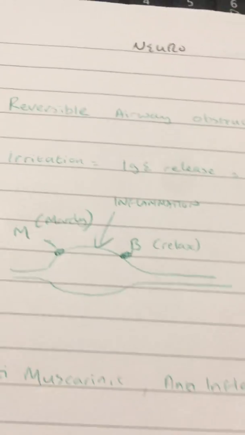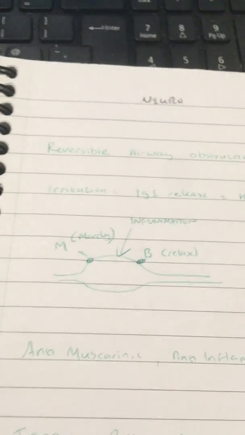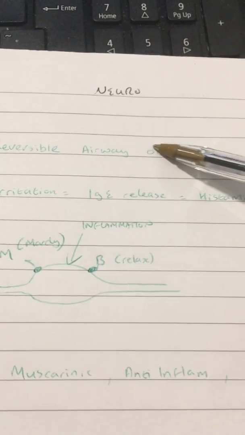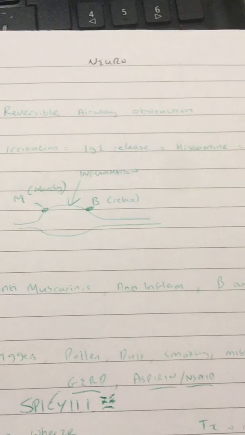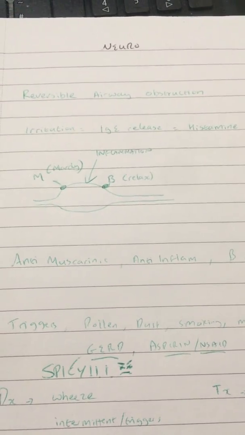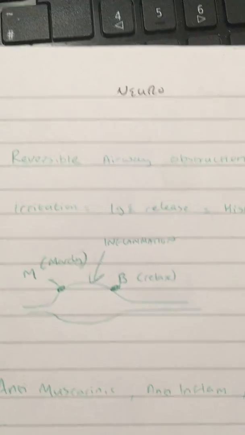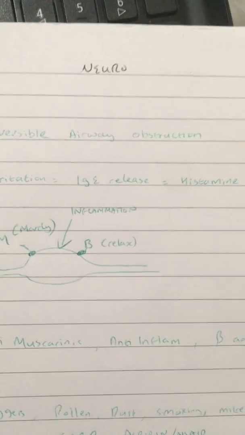So what I've done here is I've written some stuff out to help you understand. I wrote reversible airway obstruction, just the main points, because sometimes it's good to have something written down, even though it's written in green. You probably can't see it very well. I'll try to zoom in. If you can even read my handwriting, I think it's okay.